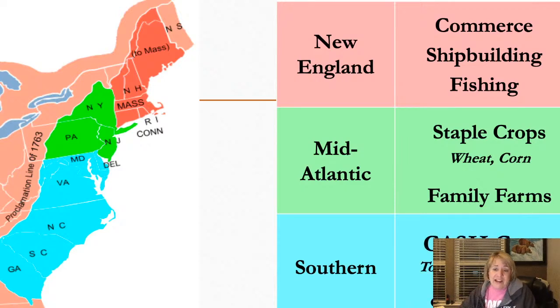And then finally, the South is based on cash crops. Tobacco in predominantly Maryland and Virginia, rice down in South Carolina, indigo is going to be grown in South Carolina as well. North Carolina is going to be interesting.